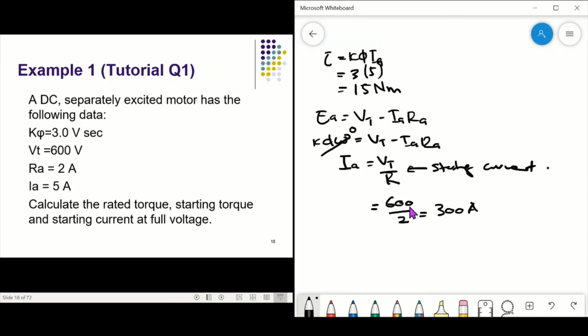So starting torque equals 300 times K flux 3. So we get 900 Newton meter.